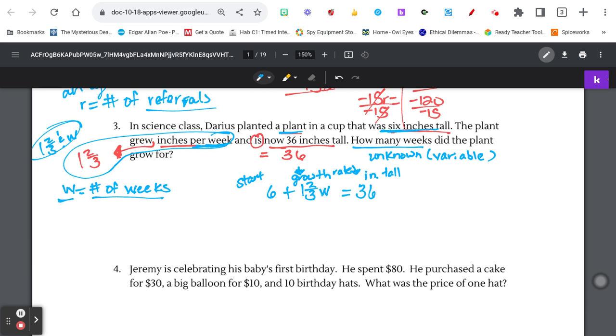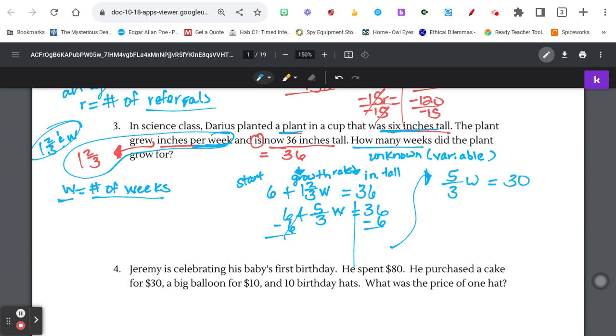What I want to do now is fix this because it looks kind of ugly. I'm going to change 1 2/3 to 5/3, just an improper fraction. And then I'm going to solve. I'm going to subtract 6 from both sides. So I'm going to go up here to make sure I have enough room. I have 5/3 W equals 30.